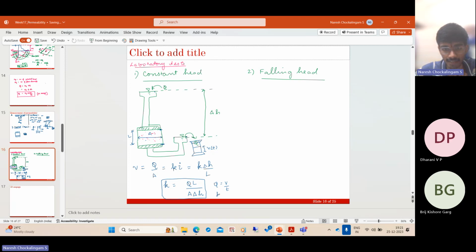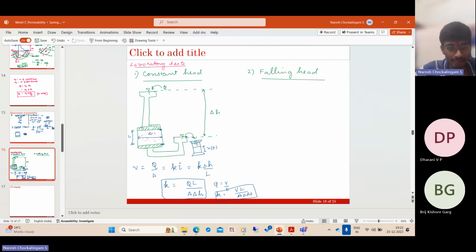So in that case, you can write the constant head permeability as just VL by A delta H T, where T is the time of observation, V is the total volume collected in that time of observation, L is the length along the flow, A is the cross section of the soil sample, and delta H is the head difference.